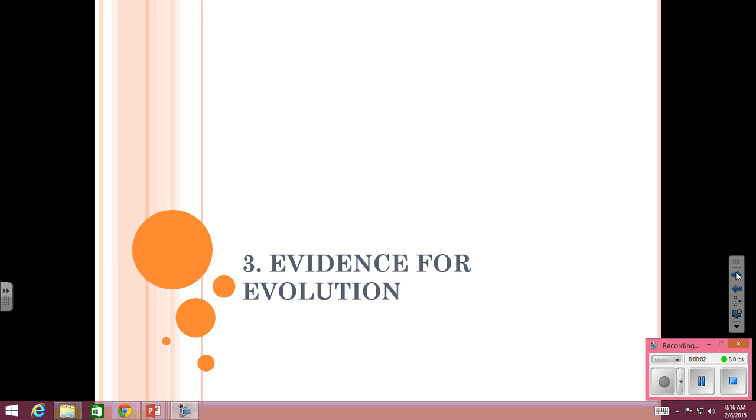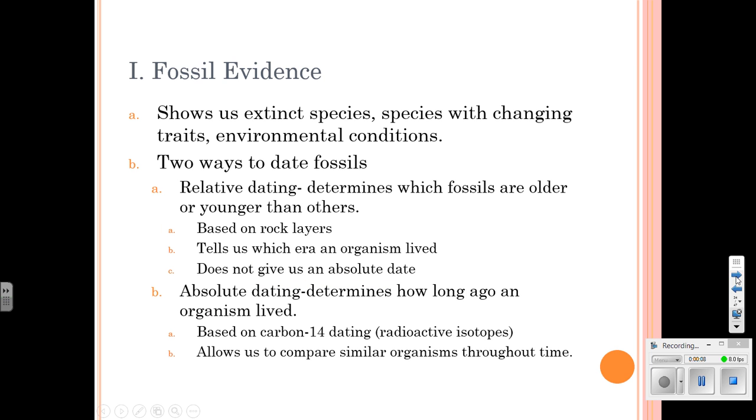This is section 3. I think it was mislabeled on the last slides you watched, but this is all the evidences that evolution is occurring. So we're going to start with the first one, which is fossil evidence. Basically what fossils are showing us is that species have been changing over time.